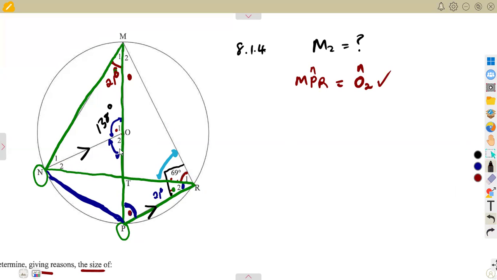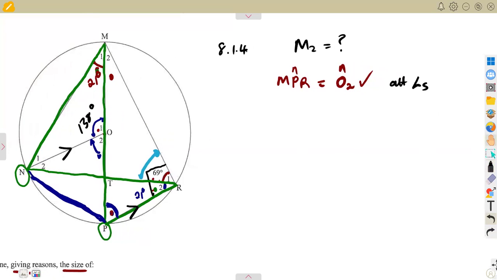Remember, I actually talked about calculating O2 when I said if you want to use that. So I already talked about that. The reason that we are saying these two are equal is all about alternate angles, since NO is parallel to PR. These two are parallel.